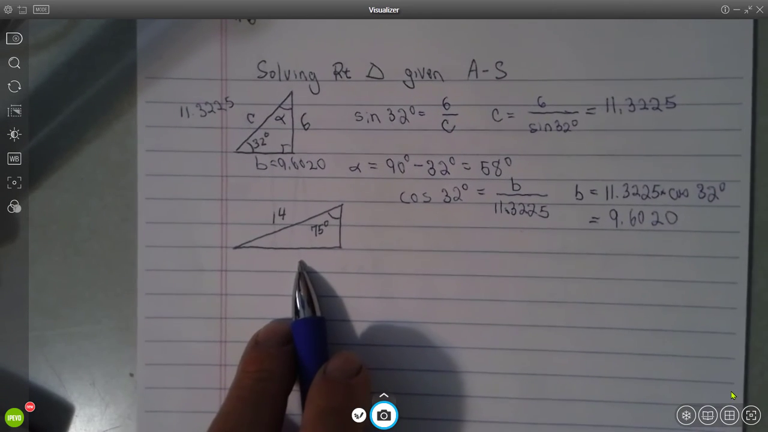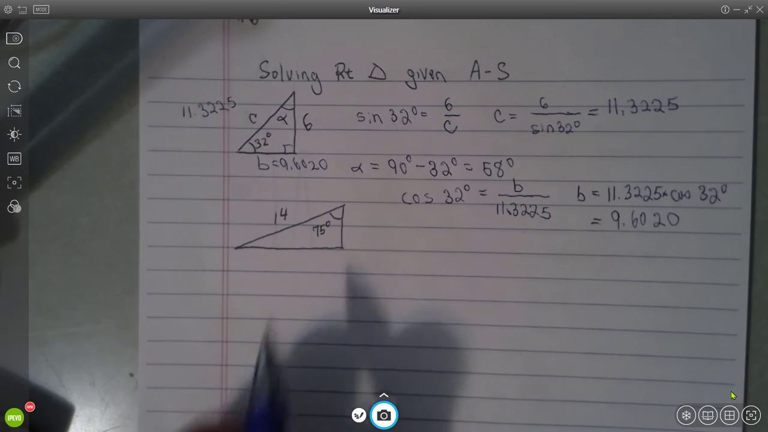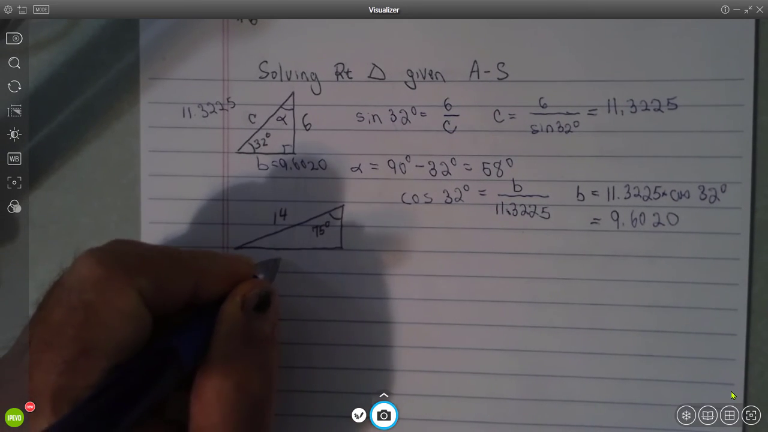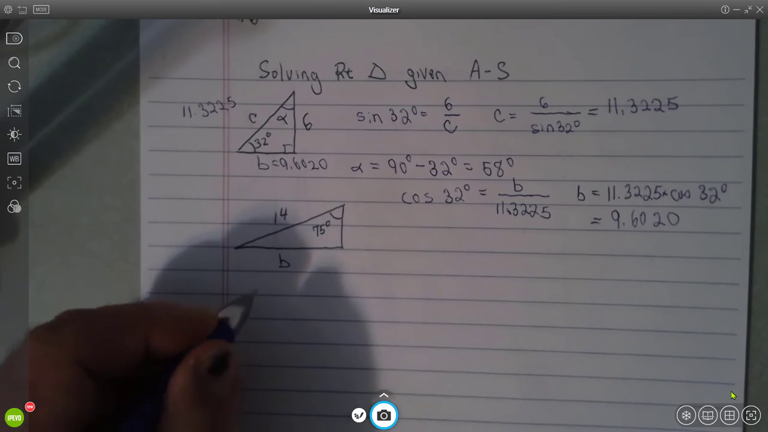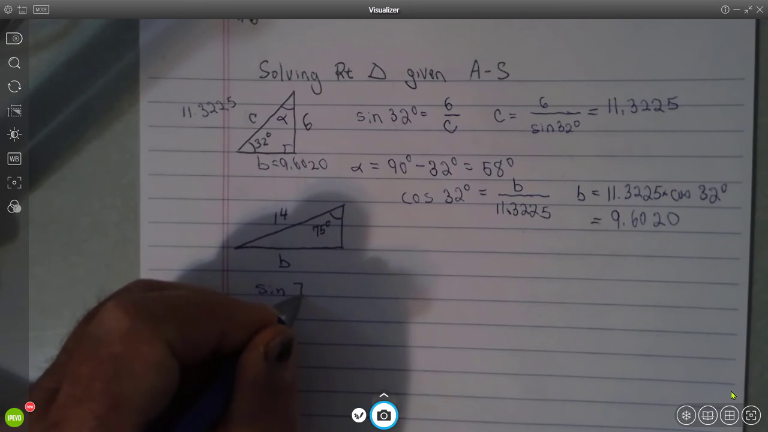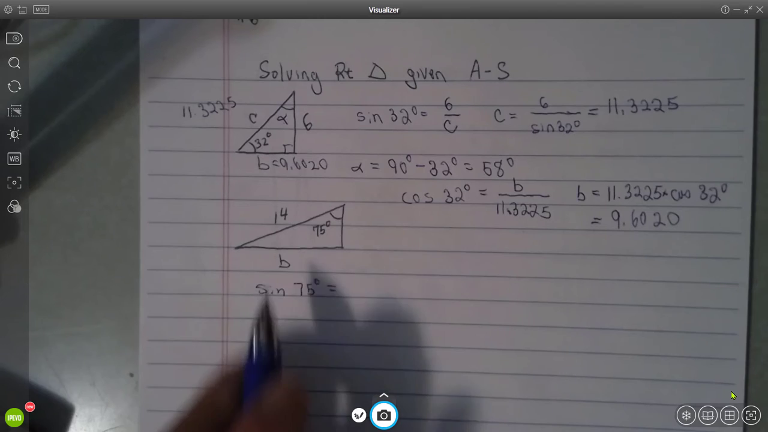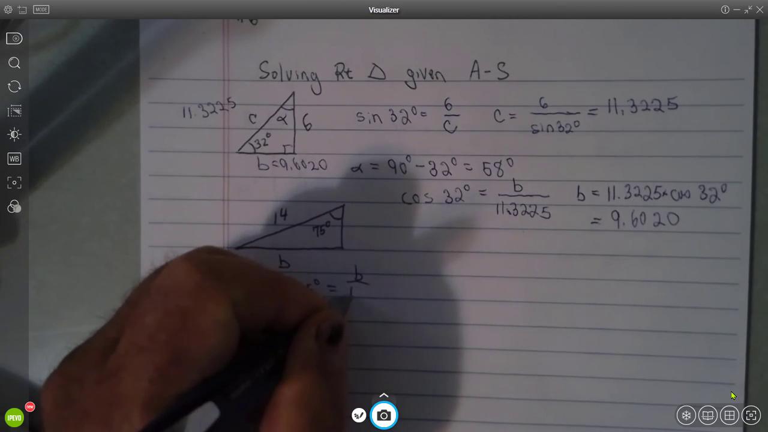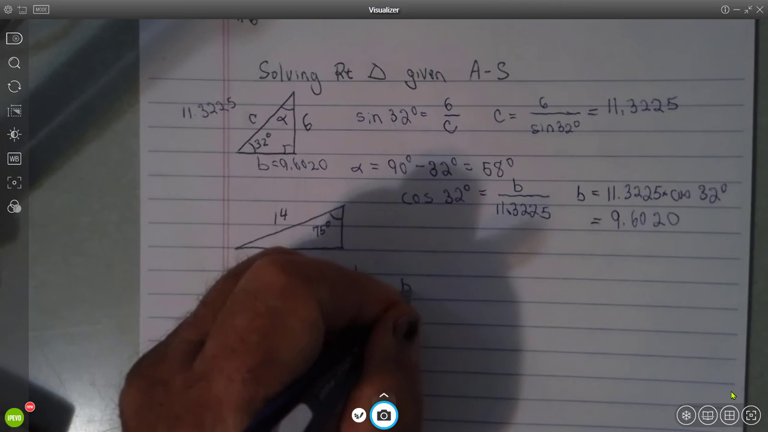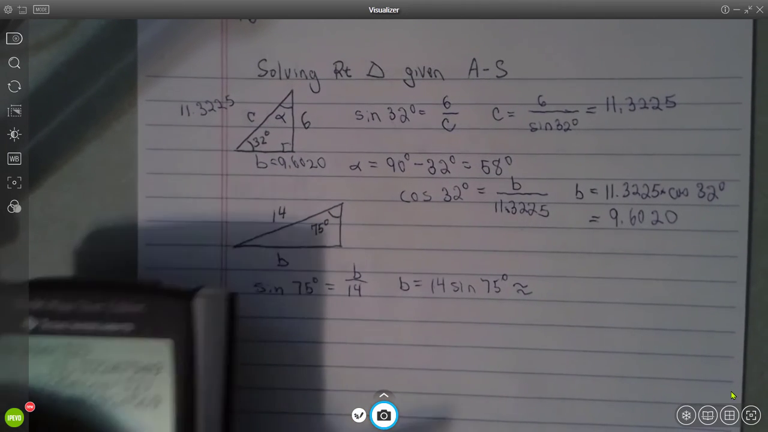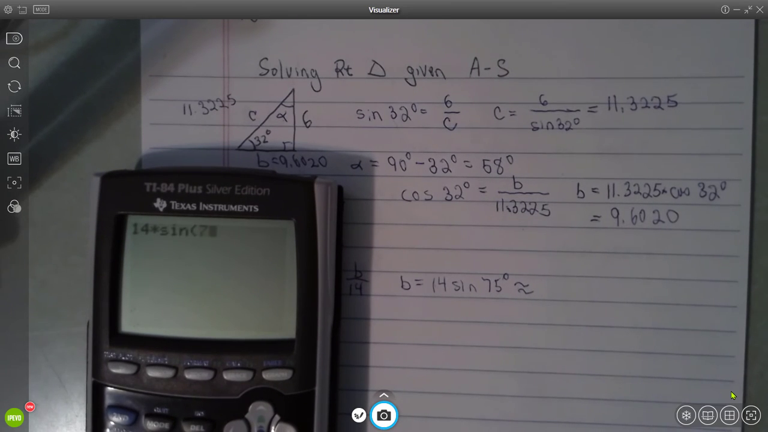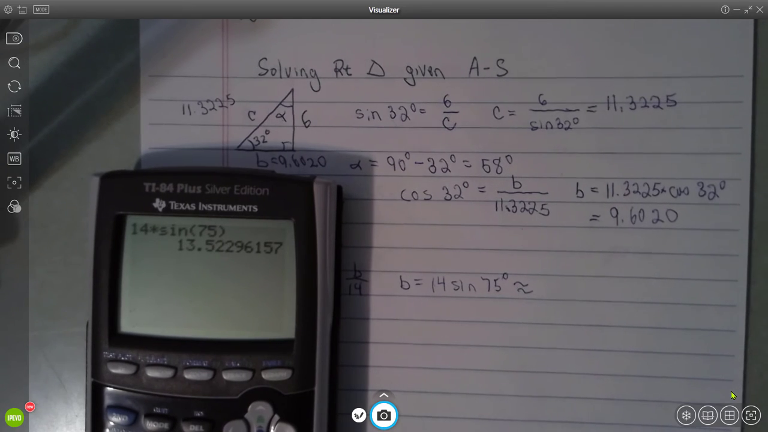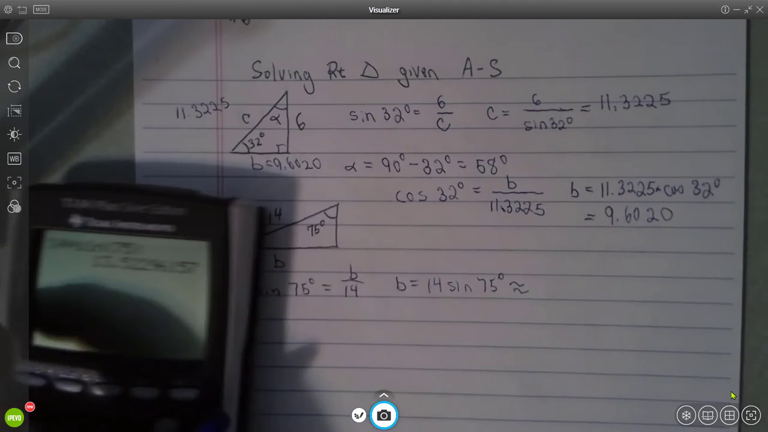Let's move on to this one. The process is very similar. Let's call this side B. And we're going to work with that angle 75. So the sine of 75 degrees is B over 14, multiplying through by the 14. And we get a decimal approximation, 13.5230 with rounding.